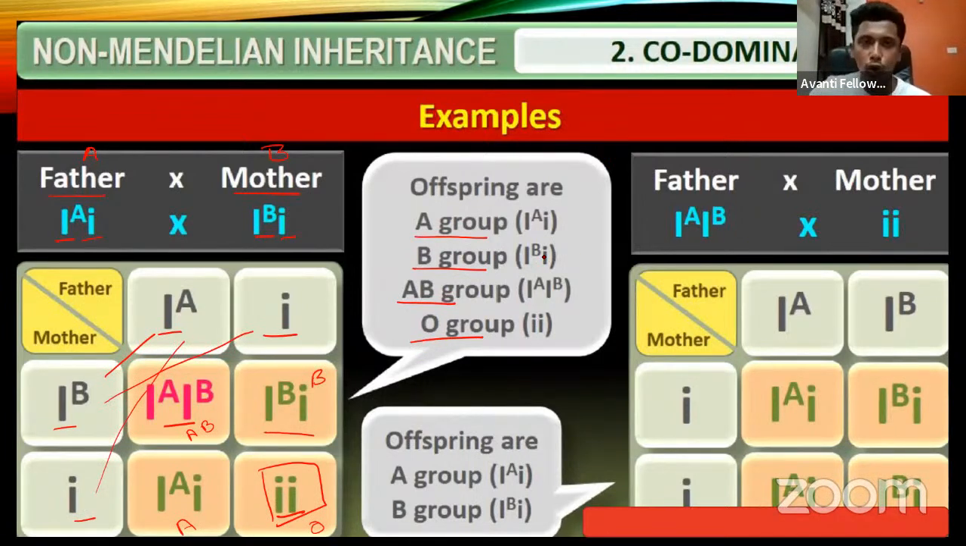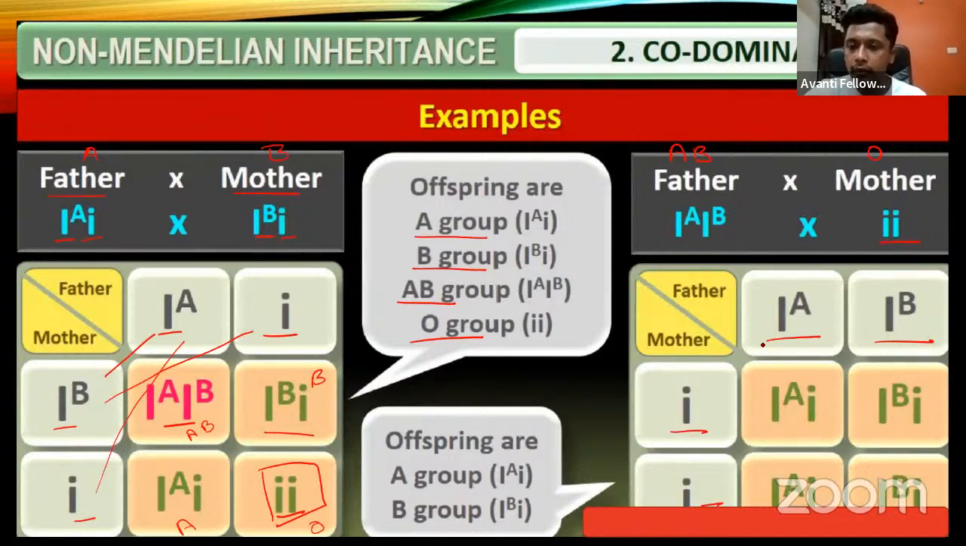If we take a second cross, imagine that the father is AB blood group and the mother is O blood group. What are the possible phenotypes that we can expect from this particular cross? We know that the father has IA as well as IB, so we'll put them on one side. If the mother has to express O blood group, obviously she should have two homozygous alleles, that is small i and small i. Is it right? We'll put these as the mother's alleles.